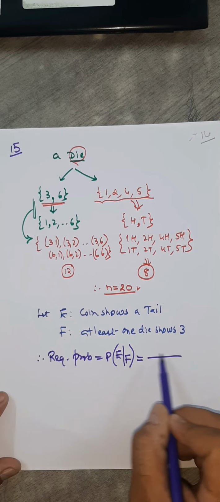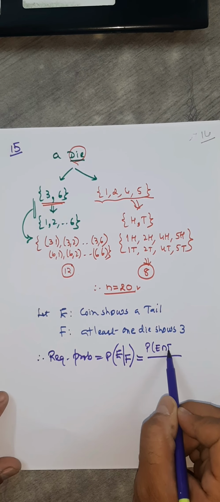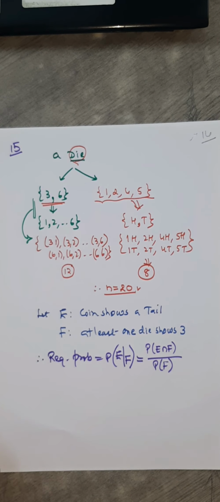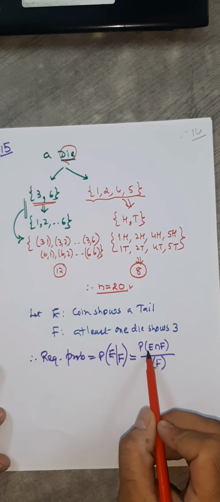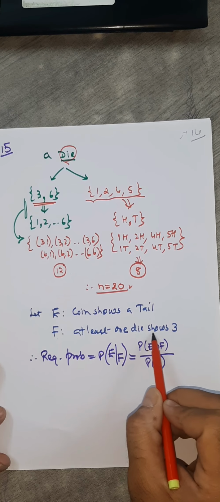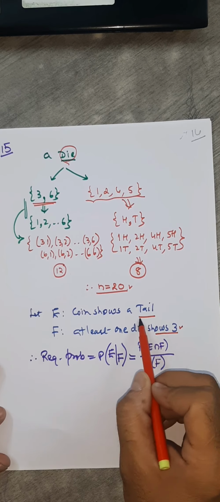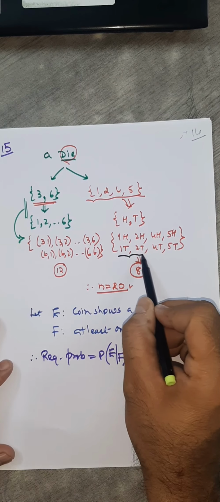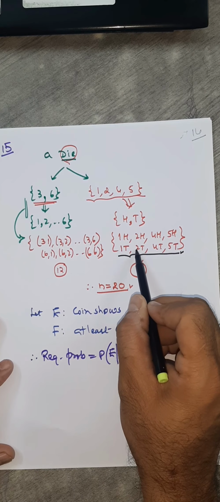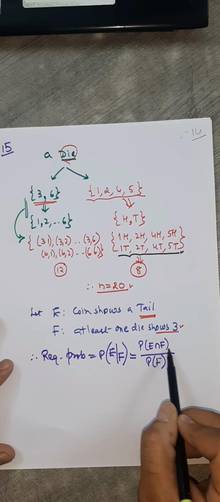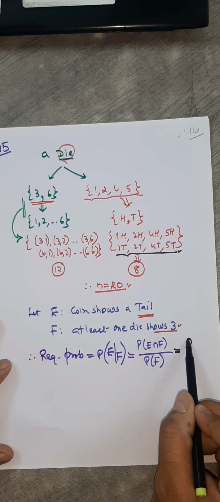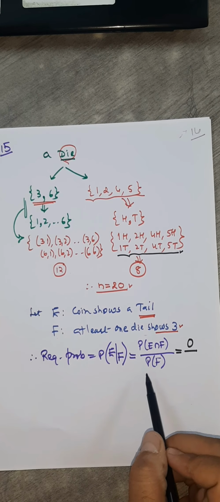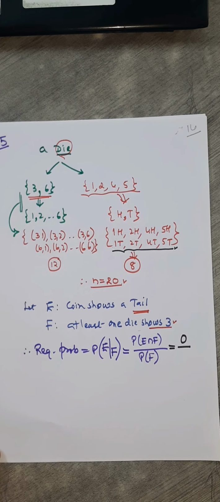So this equals P of E intersection F upon probability of F. Now see here, E intersection F means there should be at least one 3 and a tail. Now if you observe here, with a tail you never have 3, it is either 5, 4, 2, or 1. That means this intersection will have 0 outcomes, upon probability of F, whatever it is. That you can also find, but the final answer will obviously be 0.